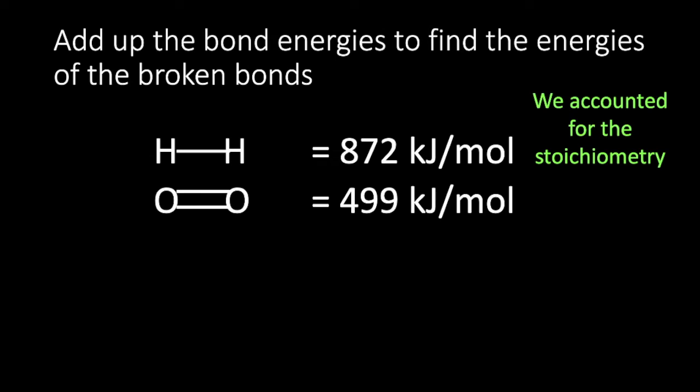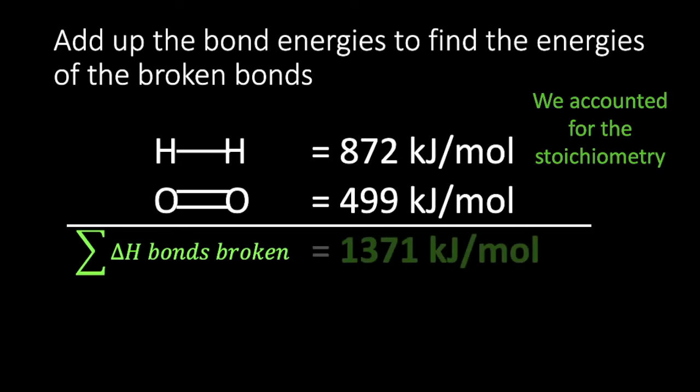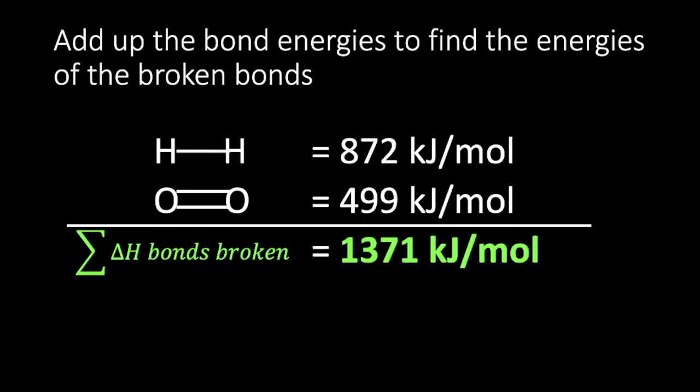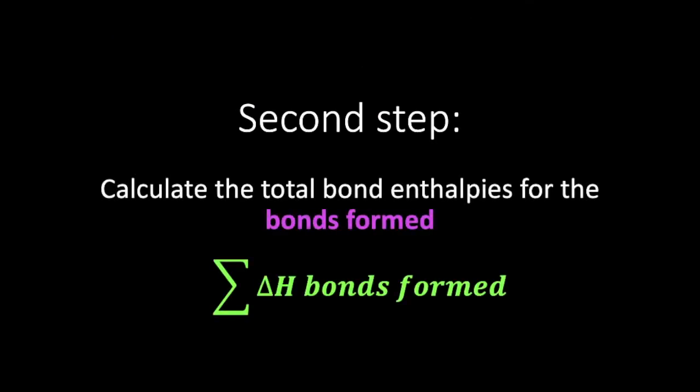Now, the last thing we have to do for this part is to add up the total energy of the bonds broken. That's going to be 872 kilojoules per mole plus 499 kilojoules per mole, and that will equal 1,371 kilojoules per mole, the energy that is absorbed when bonds break. Our next step is going to be to determine the sum of the enthalpies for the bonds that are forming.